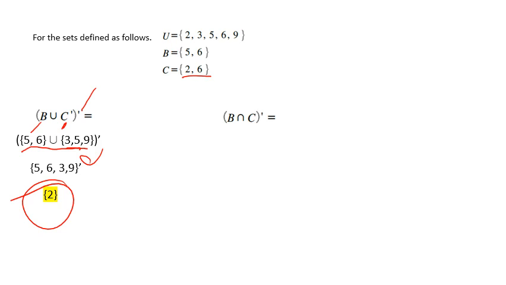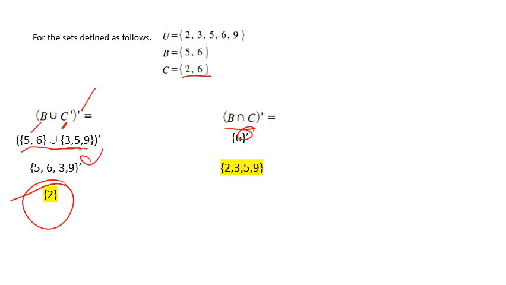I'm working inside the parentheses first, right? What do B and C have in common? What they have in common, they have a 6 in common. I now need to deal with the complement. The complement means what's not there. Another way of saying it, the opposite.